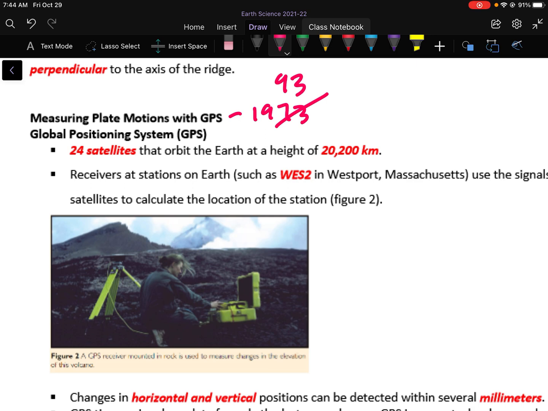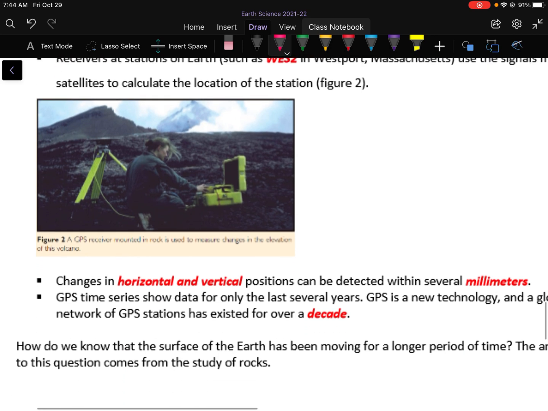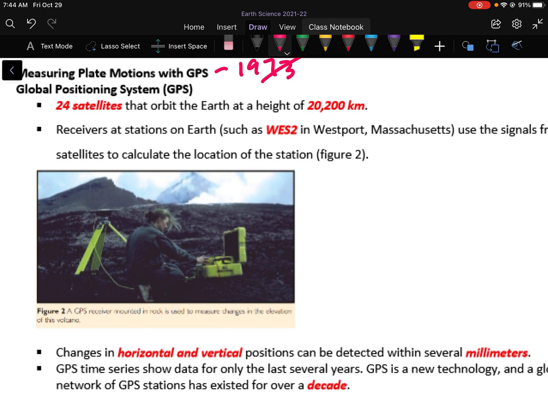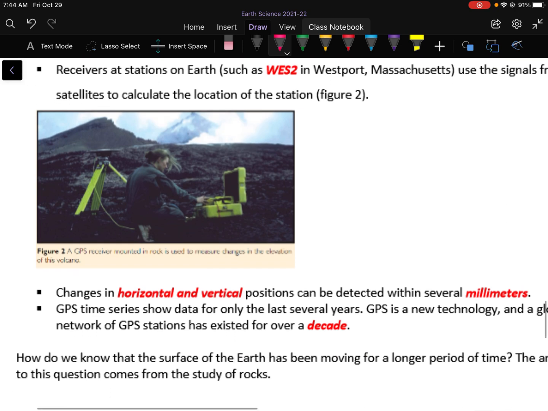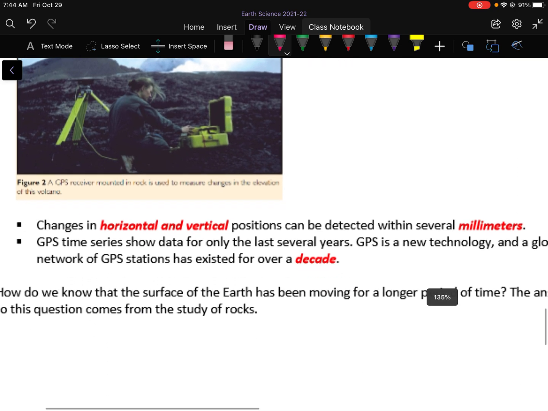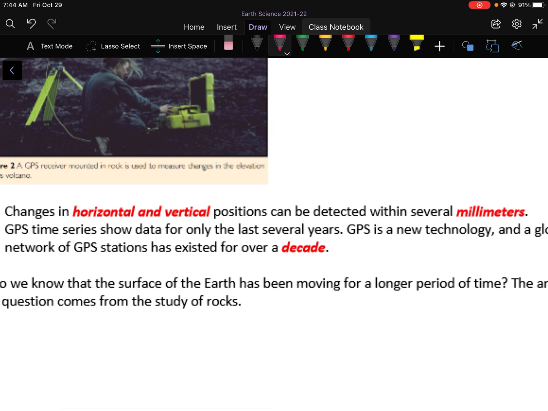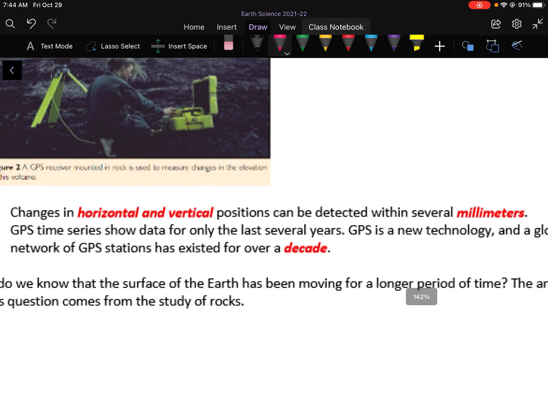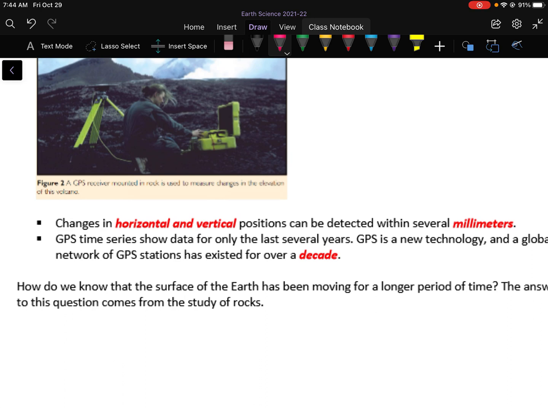And then we have stationary receivers on planet Earth. These signals are bouncing back and forth between the GPS satellites and these receivers 24/7, 365. Because of that, we can measure distortions in those signals, and then we can tell whether the receivers are moving horizontally, meaning what direction, north, south, east, or west, or whether they're moving vertically and changing in elevation. And they're super sensitive. We can detect to within several millimeters.